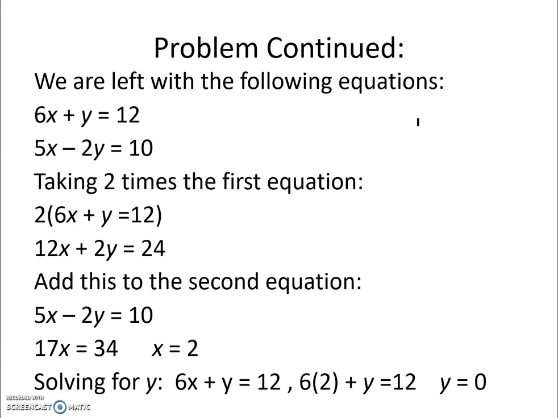Continuing on with our problem, we have those two equations, and we're going to take 2 times this first equation, and we find that that's 12x, taking 2 times that 6x, and then taking 2 times the y, we find that that is 2y, and then finally 2 times 12, which is 24. When we take that equation and add it to the second equation, which I rewrote here, we end up getting 17x plus 2y minus 2y, the y's go away, and 24 plus 10 is 34.